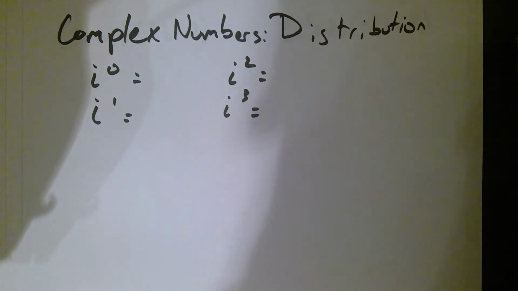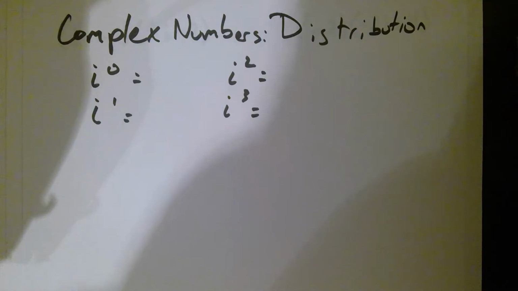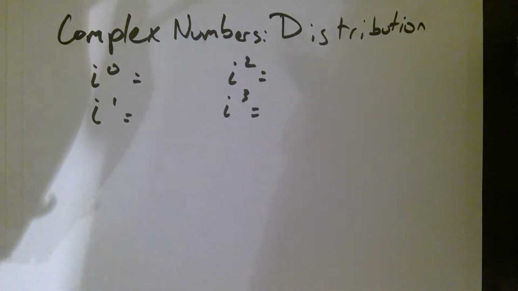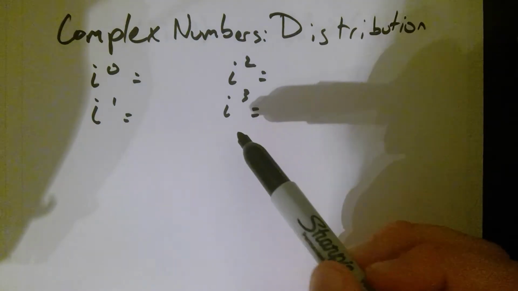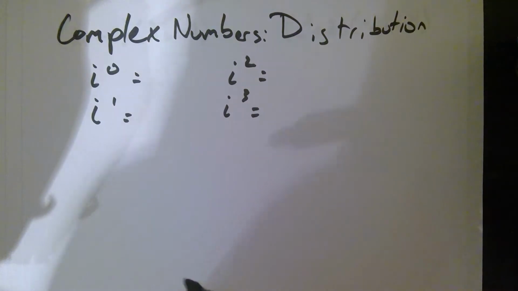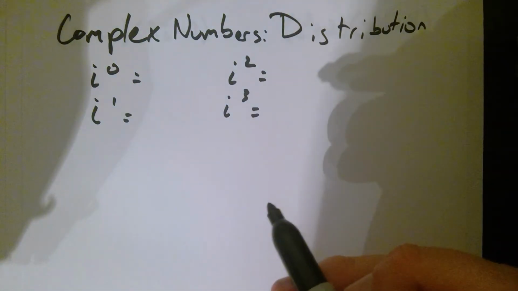This is the third and final complex numbers video, and it is going to be discussing distribution. Okay, so once again, we're going to start with what do i to the 0, i to the first, i squared, and i cubed equal. Now, we have that in this video again because it's going to come into play.